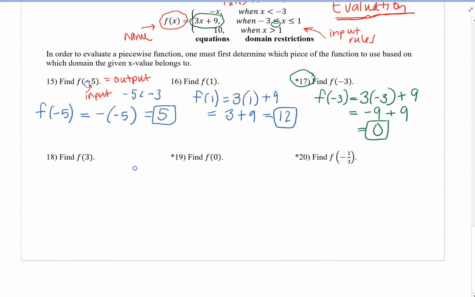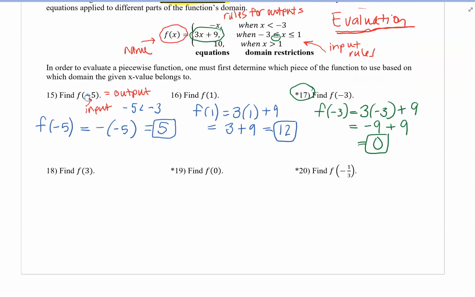So now in 18, I'm being asked to find f of 3. So I follow the same process of looking for where the input of f of 3 is allowed. So I go to my input rules and I notice that it would match the last one because it's greater than 1. So if x is 3, right, because that's what this is saying, x is 3, and then that's greater than 1, it would follow the rule of x being greater than 1. So then the output for that is 10.